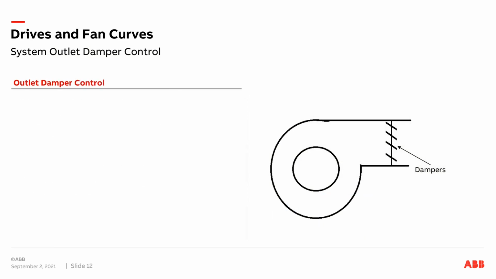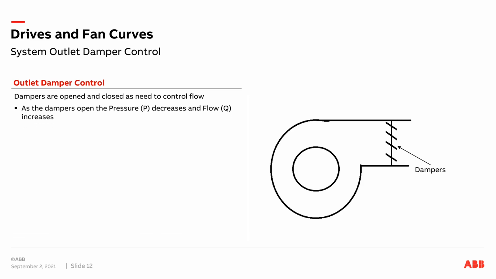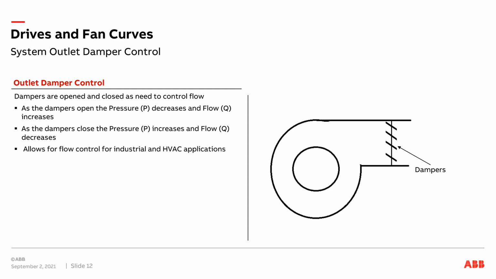Let's look at outlet damper control. Dampers are opened and closed as needed to control flow. As the dampers are open, the pressure P decreases and the flow Q increases. As the dampers are closed, the pressure P increases and the flow Q decreases. This is the pressure on the fan itself. This allows for flow control for industrial HVAC applications.